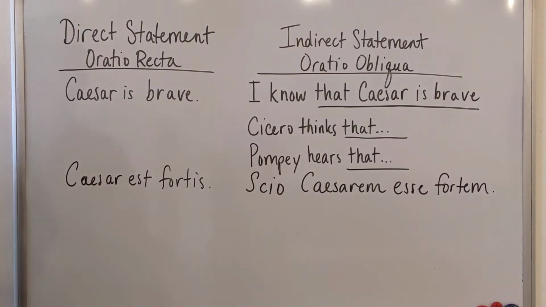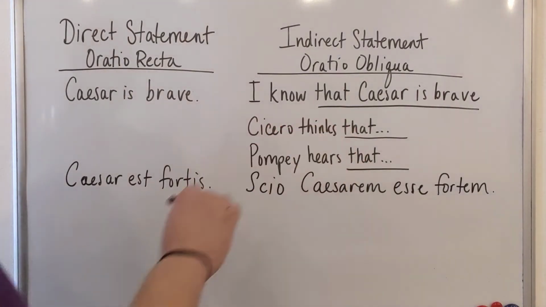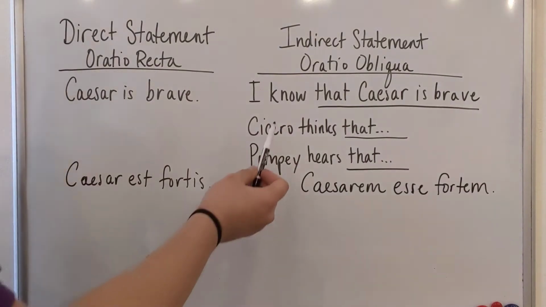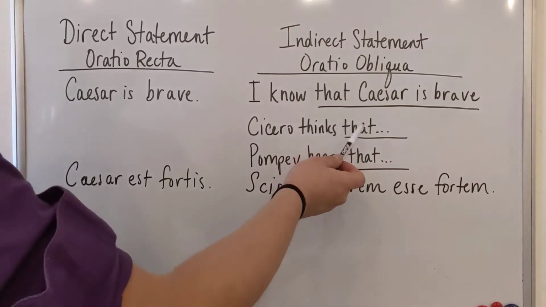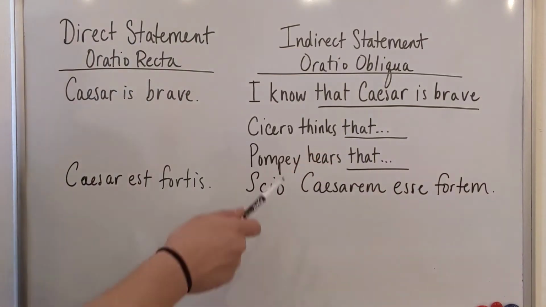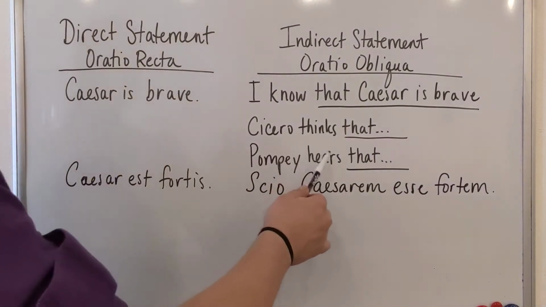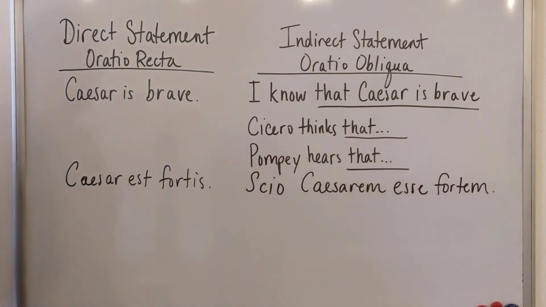Same thing with the other examples. Cicero thinks that Caesar is brave. It would just be Cicero existimat or putat Caesarem esse fortem. Pompey hears that Caesar is brave. Same thing: Pompeius audit Caesarem esse fortem.